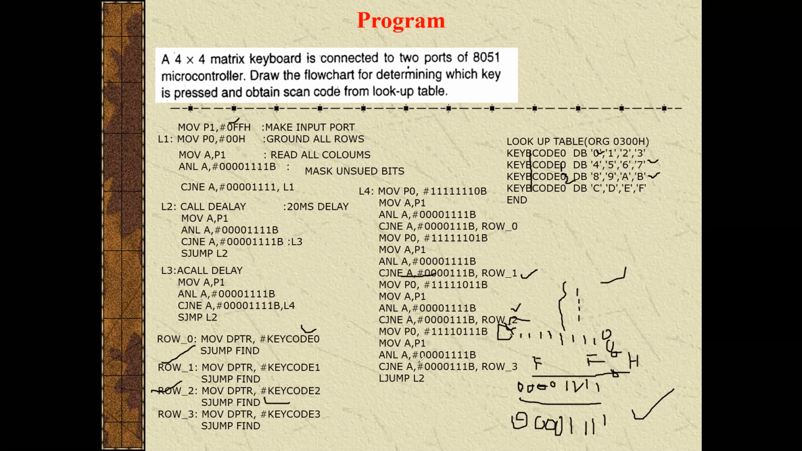If these two, the data present in the accumulator and this immediate data, are not same, it is nothing but some key is pressed at this particular row, so load this code into this DPTR. Then what is inside this DPTR? So this is key code 3. This lookup table contains this data and it will access and jump to find.